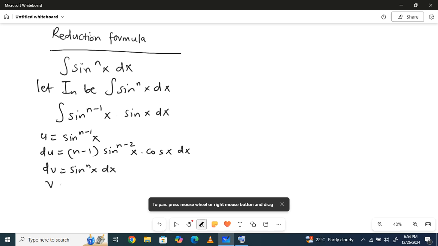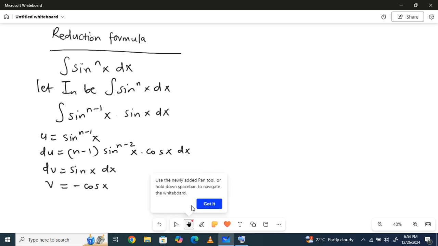If we want to get our v, we will have to integrate. And now, this is not to power n, rather it's just sine x dx. So our v, if we integrate, we are going to get minus cos x. So we are now free to apply our formula.